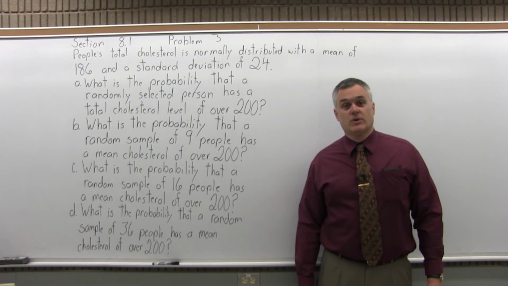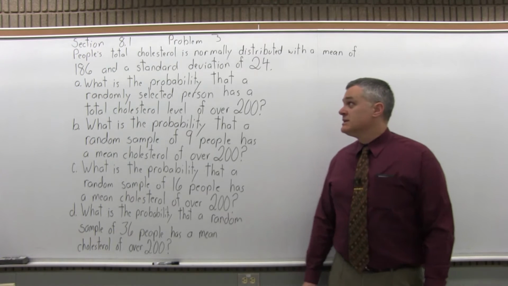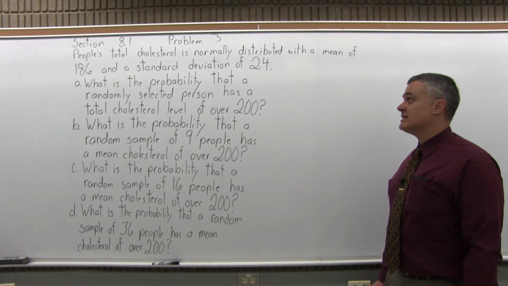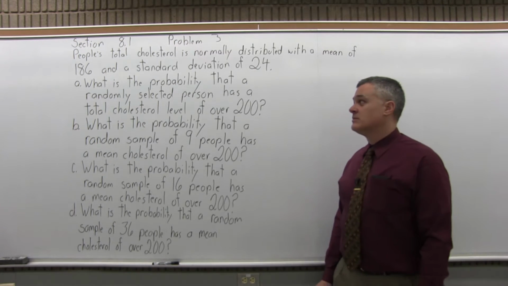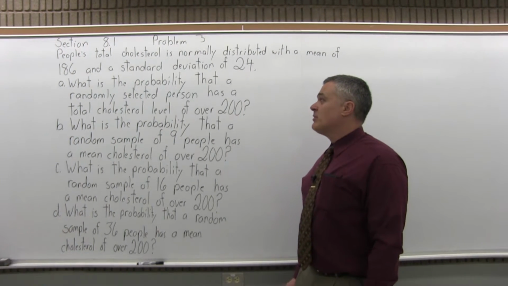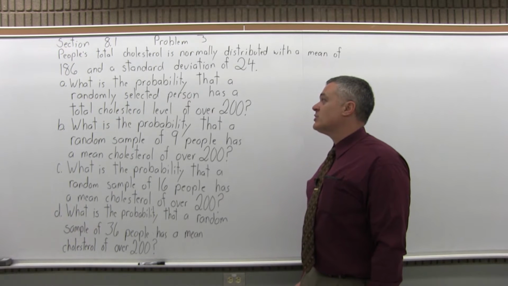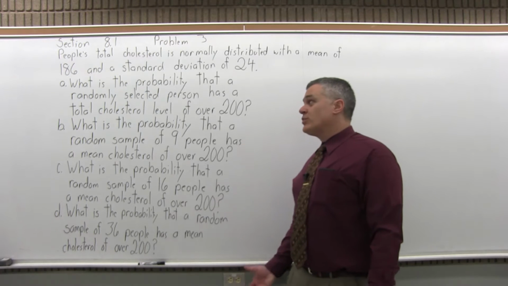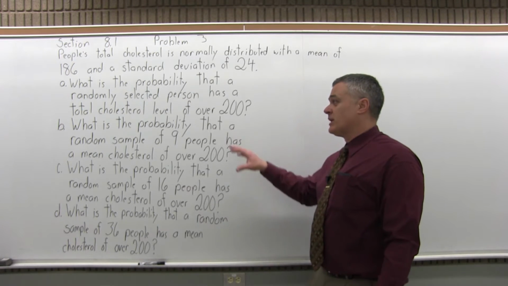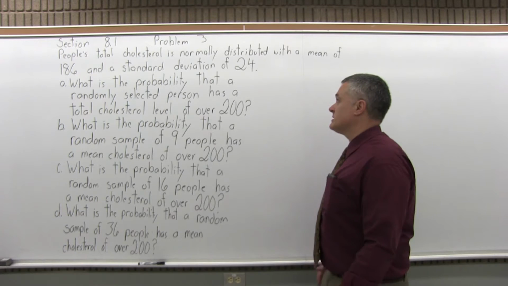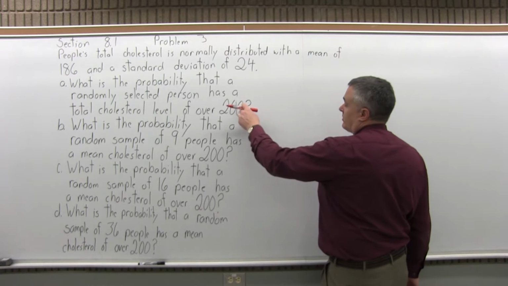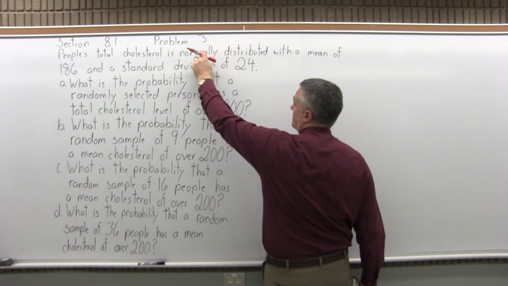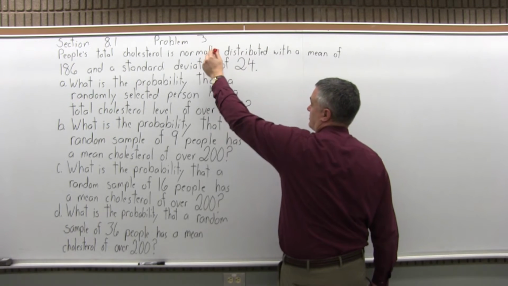This is Section 8.1, Problem number 3. It says people's total cholesterol is normally distributed with a mean of 186 and a standard deviation of 24. What is the probability that a randomly selected person has a total cholesterol of over 200? So just one person. This isn't a sample of a group of people like parts B, C, and D. This is just one person. So I can't look up a 200 cholesterol level in the chart that I want to use. And again, we use that z-score chart because the question says normally distributed.